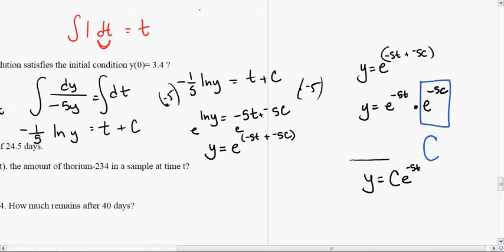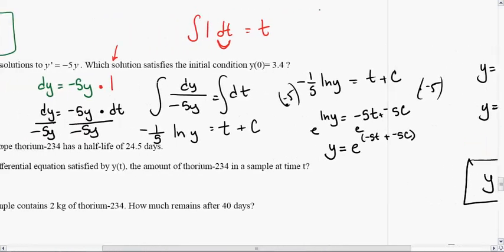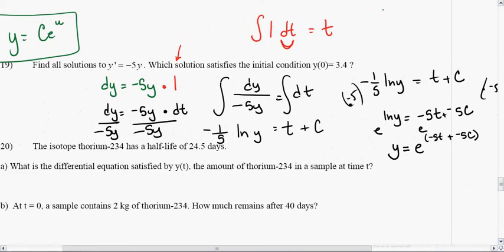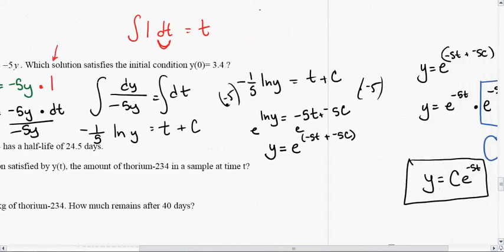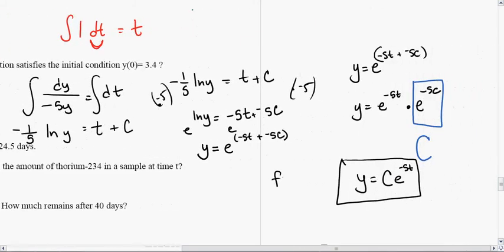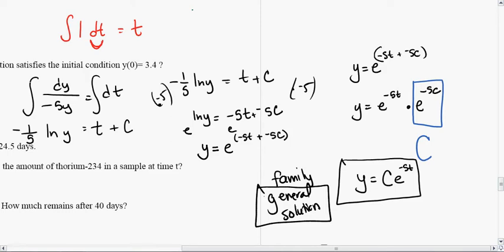So I'm almost there. This is the first part of the question that I was asked to solve. I was asked to find all the solutions, the family of solutions to y prime equals negative 5y. Well, I did that. Here's the family of solutions, or the general solution. And this was something that you just had to memorize for this test, but now with the separation of variables, you'll understand where that actually comes from.